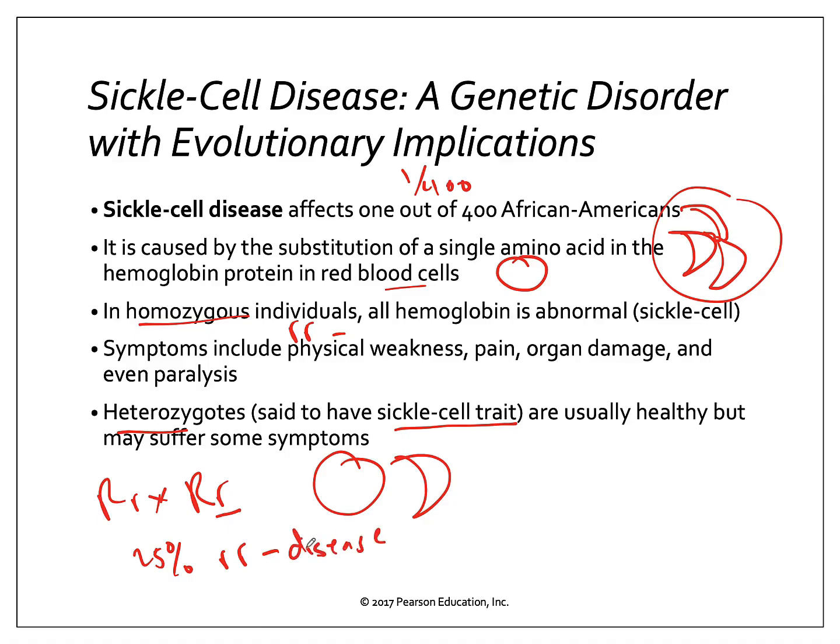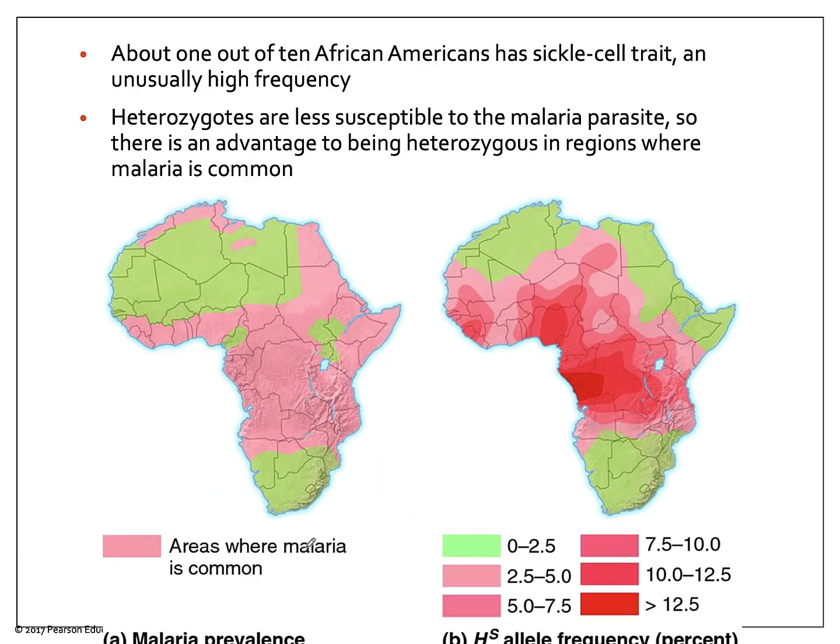So you would imagine that something like this would get selected out of the population. Eventually, the people who have sickle cell trait would be less fit to mate and reproduce, and then eventually these kind of diseases should go away. However, this is fairly common in African Americans, and it's 1 out of 400, and it's fairly common in areas in Africa where malaria is common.